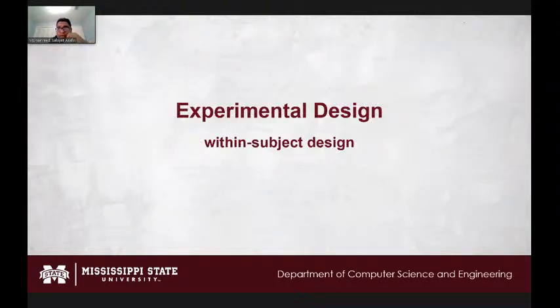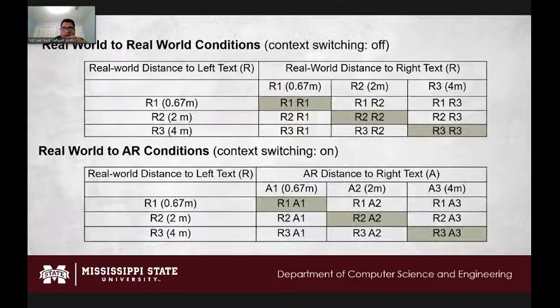So we have considered a within-subject experimental design in our experiment. That means each participant observed each experimental condition. So this is the table of our experimental design. The top table shows the real wall to real wall condition, that is the context switching off condition. And the bottom table shows the real wall to AR condition, that is the context switching on condition. Each table has 9 possible distance combinations. So in total, we have 18 possible distance combinations, and all of them are unique, and participants observe all of them.